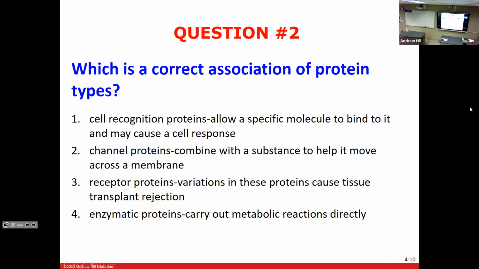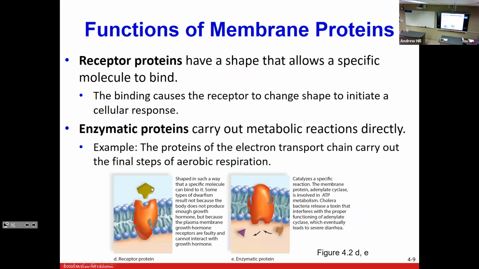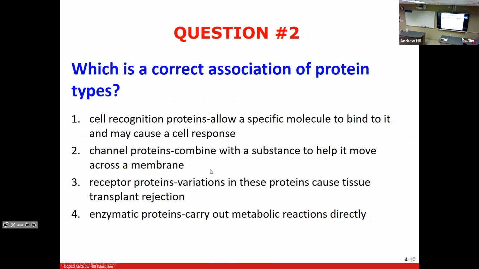Okay, let's look at them in order then. Cell recognition proteins allow a specific molecule to bind to them and cause a cell response. Let's go back to here. Allowing a specific molecule to bind, that's a characteristic of a receptor protein that leads to some sort of response within the cell. So that one's actually false. Okay, let's go to the next one.